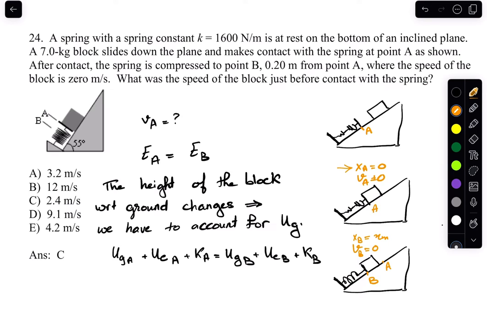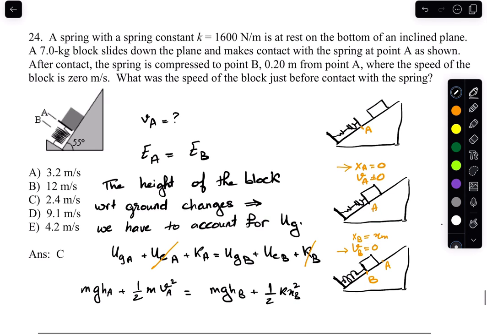Now we can simplify and cancel out quantities which we know are 0. X at A is 0, so the elastic potential energy at A cancels out. X at B is non-zero. V at B is 0, so I can cancel out the kinetic energy at B. Now I'm gonna substitute by the formulas. I have mg HA plus half m VA squared equals mg HB plus half k xB squared.